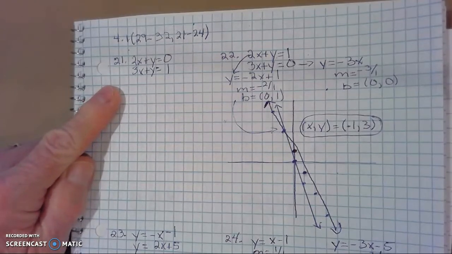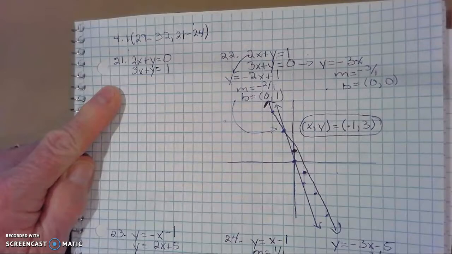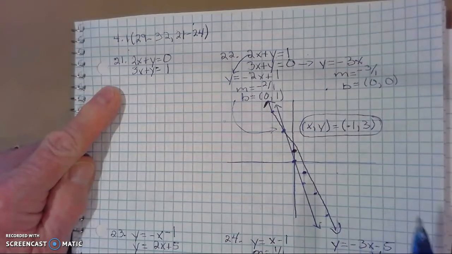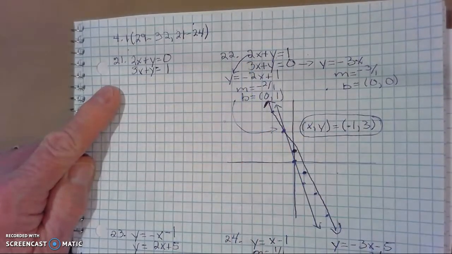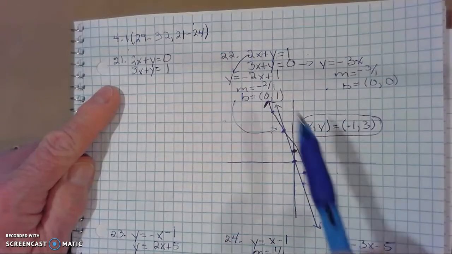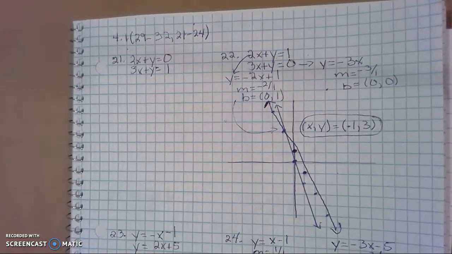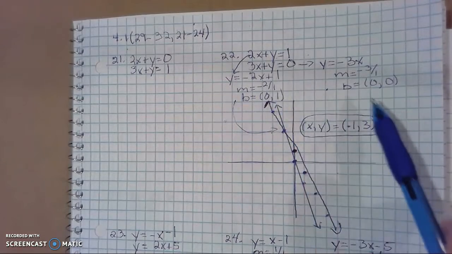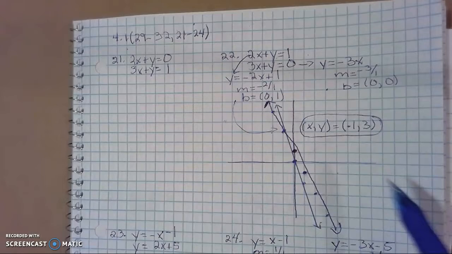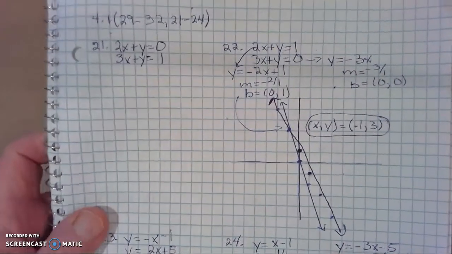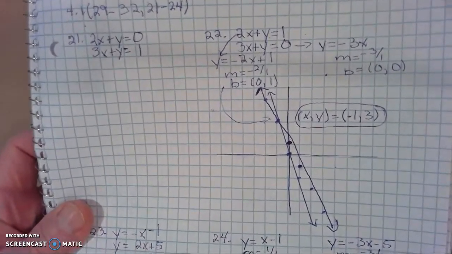It's an assigned problem. 2x plus y equals 0 and 3x plus y equals 1. They're pretty close together. Their slopes are pretty much the same, so it takes a little while to find their intersection. The number 22, 2x plus y equals 1. Remember, you got to get the y by itself and find your slope. Second one, 3x plus y equals 0. You've got to get the y by itself, as I did there, and I graphed both graphs here in the picture. Remember, you can pause and look at this.